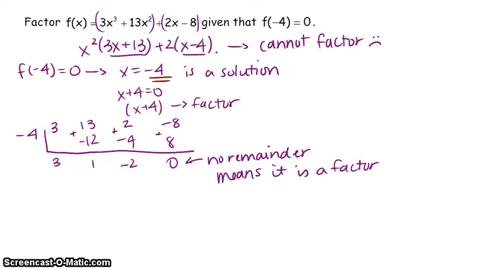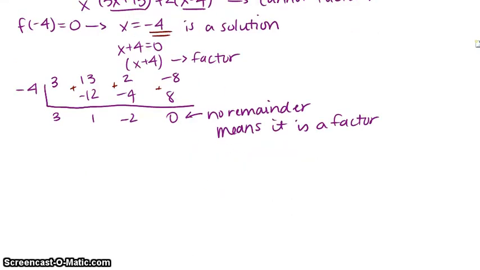I mean, it already told us that up here. That's what this hint was. But this no remainder confirms it. So we know that our x plus 4 is a factor. If we were to start writing our equation over here in factored form, just starting it out, we know for sure we'll have f of x equals, we know for sure we're going to have an x plus 4.